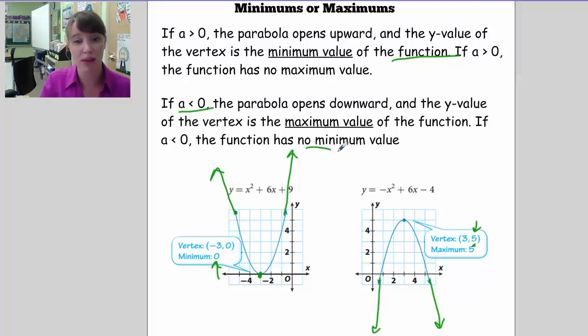So in order to find the maximum or minimum value, first you need to know the a value, right? Is it positive or negative? So here your a value was negative 1, so we know the parabola opens downward. And here the a value is 1, so we know the parabola opens upward. So you need your a value, and then you need your vertex to determine if it's a maximum or minimum.